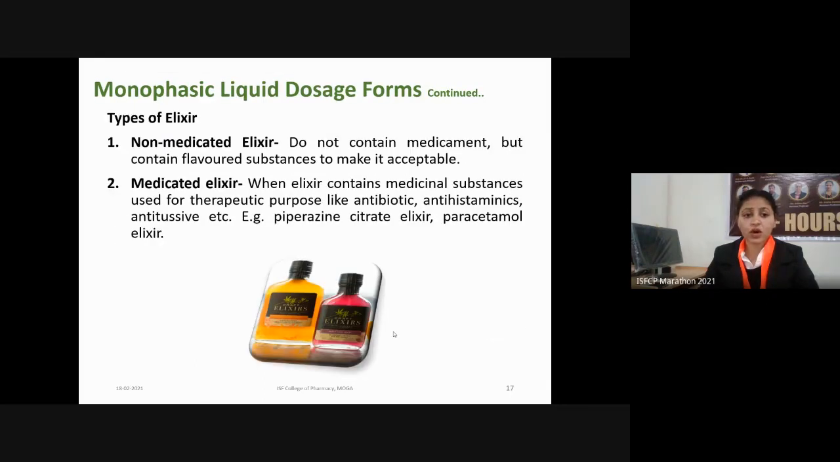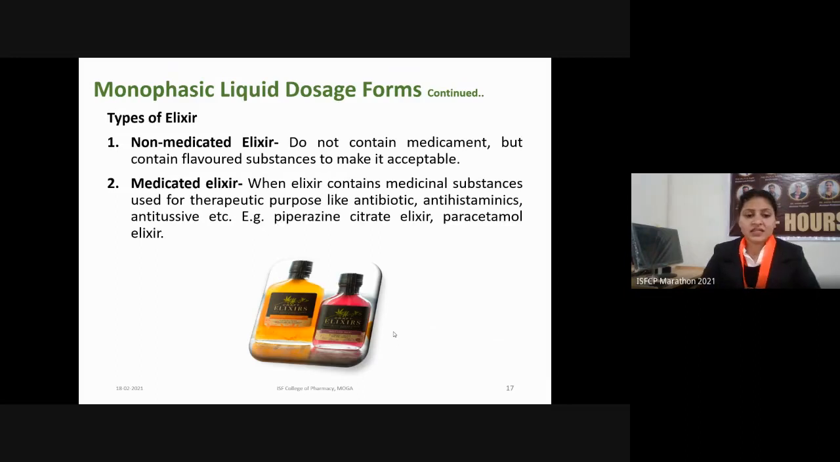Now, we will discuss the types of elixirs. There are mainly two types of elixirs. One is non-medicated elixirs, another one is medicated elixirs. From the name, we can easily understand what this means. Non-medicated means the medicaments, the drugs, are not present. Simply, the elixirs which do not contain any medicament but contain flavoring substances to make them acceptable are known as non-medicated elixirs.